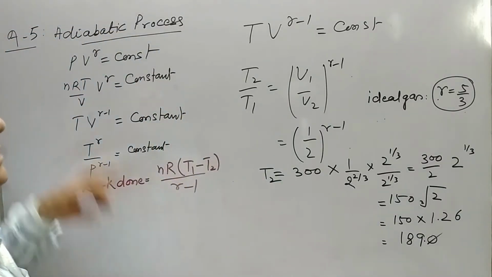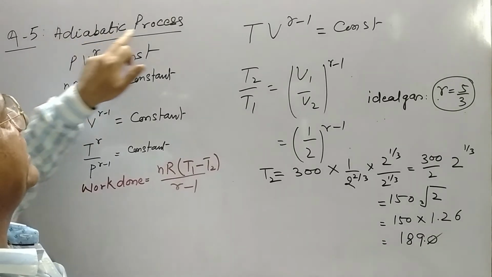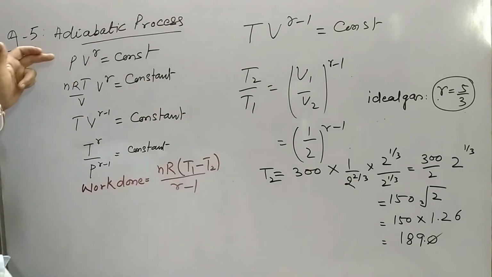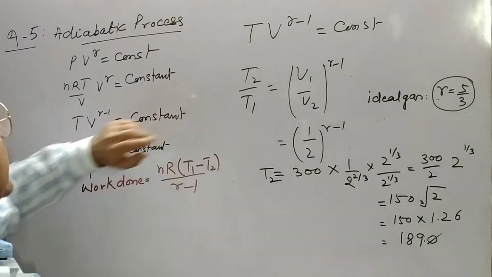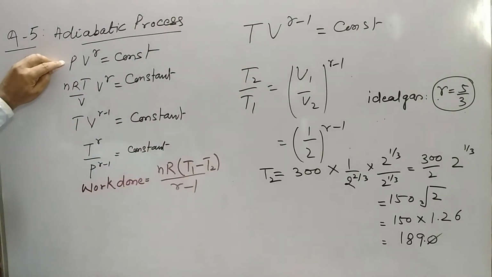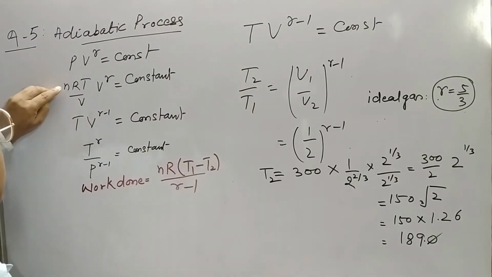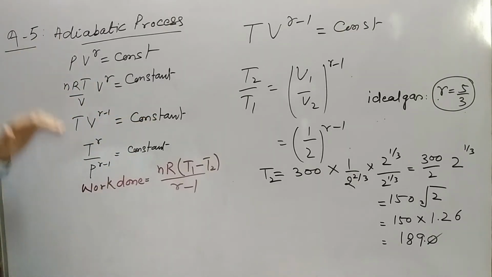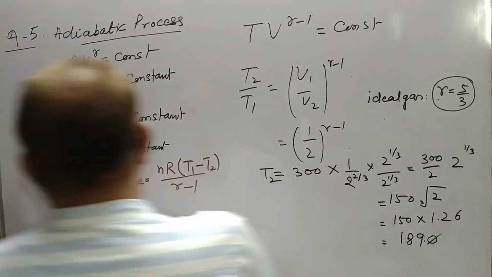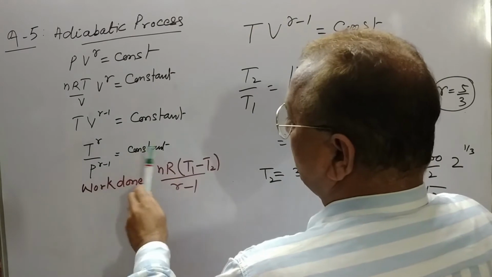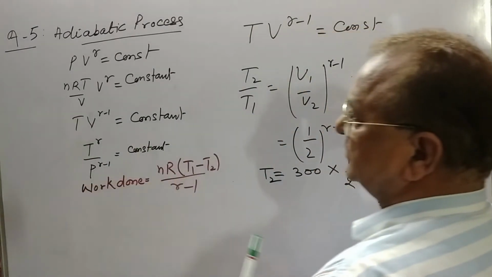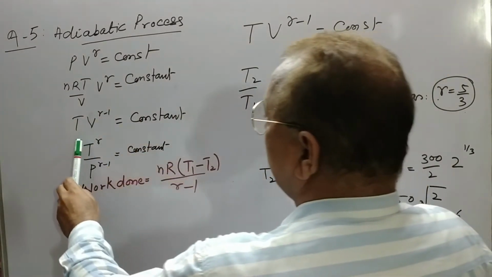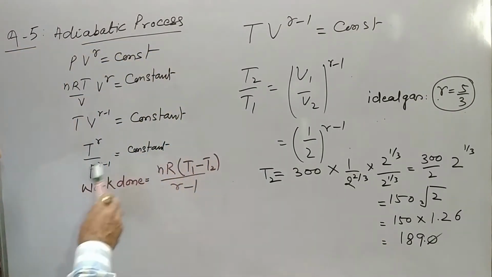Answer number 5. Here he is talking about adiabatic process. You know, during adiabatic process, PV to the gamma is equal to constant. But because he is interested in temperatures and the change of volume is given, let us convert this into temperature and volume. Putting P equal to nRT by V, TV to the gamma minus 1 is equal to constant. And a third relation, also for your future reference, you can take T to the power gamma, P to the power 1 minus gamma, equal to constant. Now T and P become directly proportional. Here P and V are inversely proportional. T and V are inversely proportional. But T and P become directly proportional.